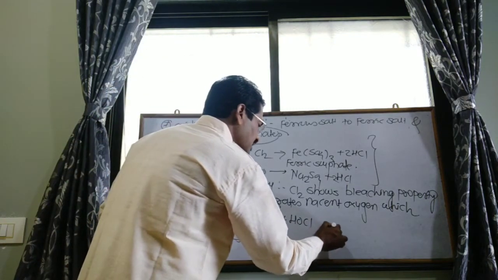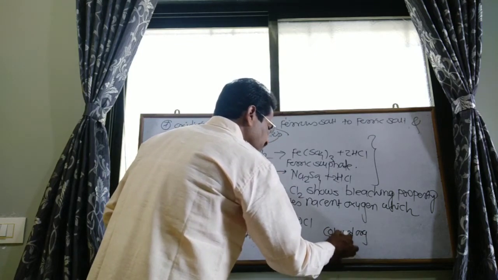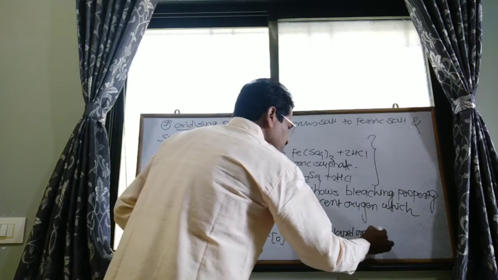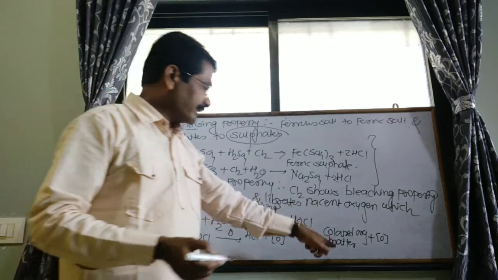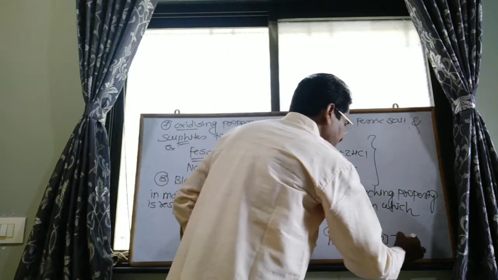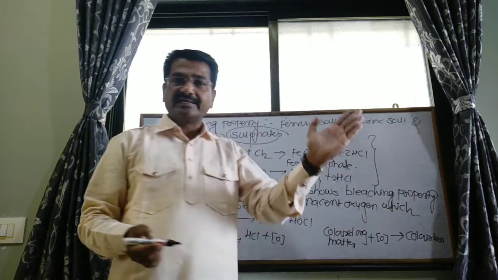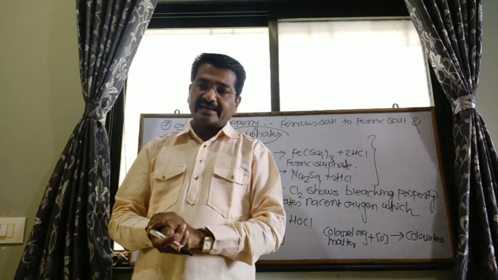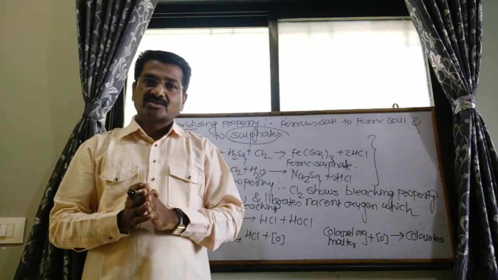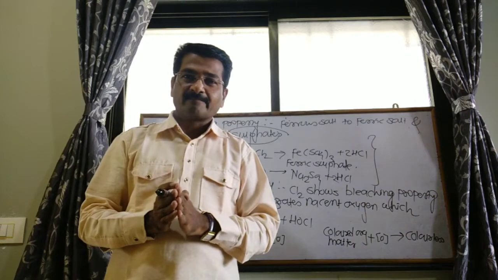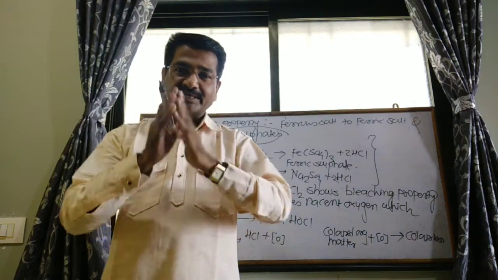This nascent oxygen atom is used to convert colored organic compounds into colorless. Suppose colored organic matter reacts with nascent oxygen. Any colored organic matter reacts with oxygen, then it forms a colorless compound. The color disappears. Then that reaction is called what? Bleaching action. So chlorine can show the bleaching property. All these are the chemical properties of chlorine.